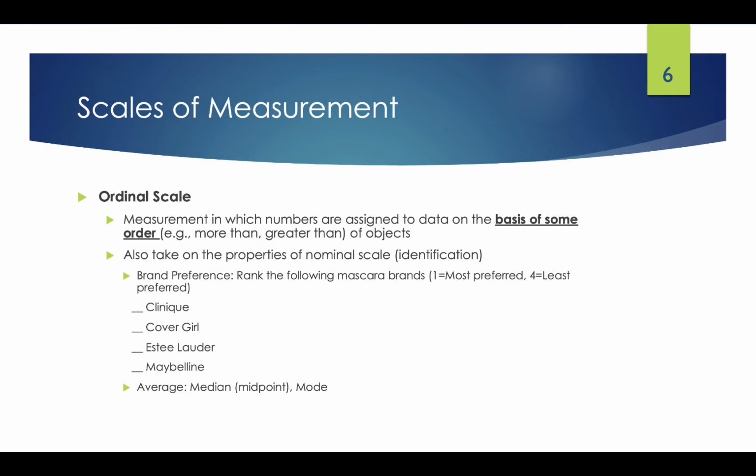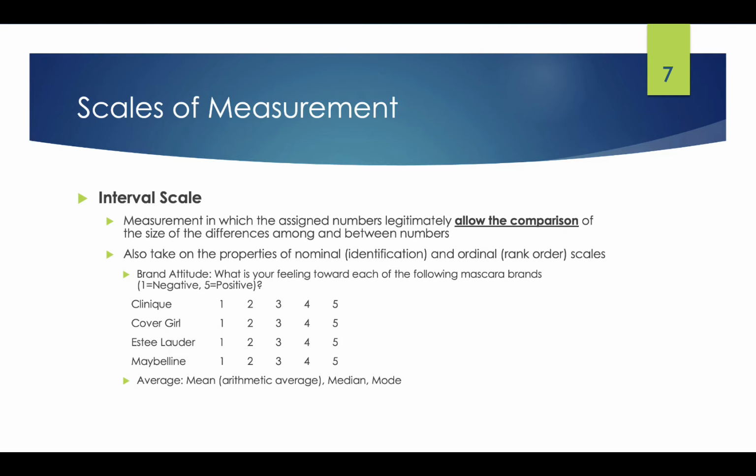Now, the ordinal scale has some sort of order that is important to you and important in your decision making. So let's look at a couple of examples here. Brand preference could be properties of the nominal scale, so ranking the mascara brands: Clinique, CoverGirl, Estee Lauder, or Maybelline. When you're asking somebody to rank, the order does matter. And here you can use averages, modes, etc. We can also take these and do some correlations on each one of those particular answers.